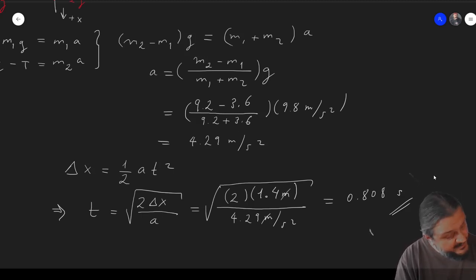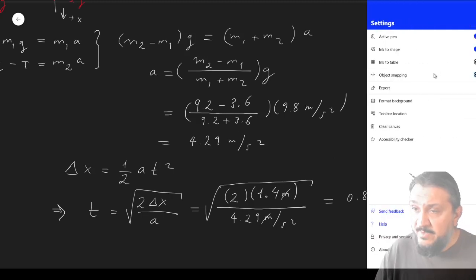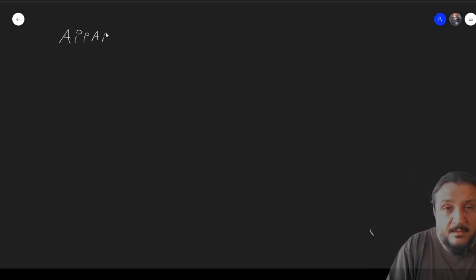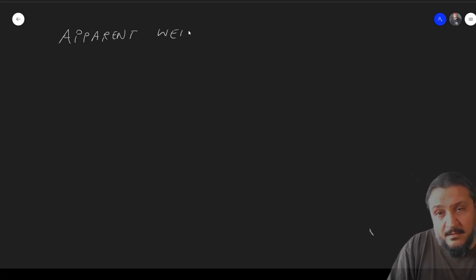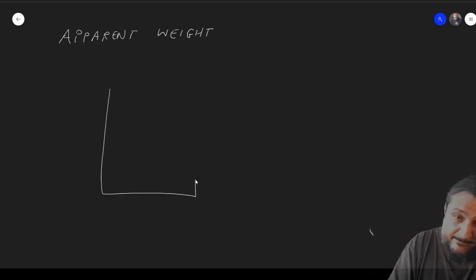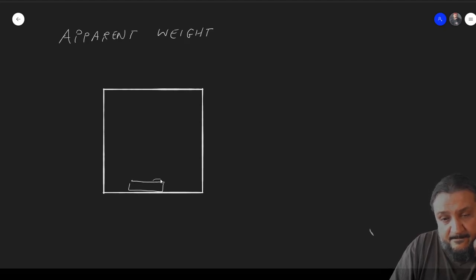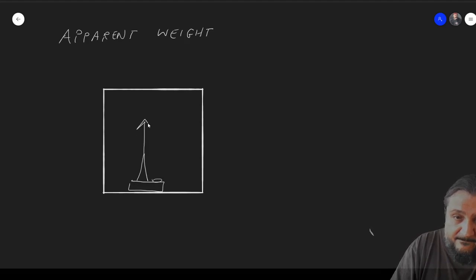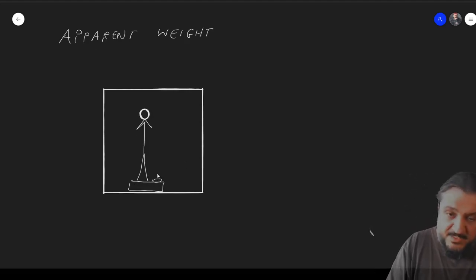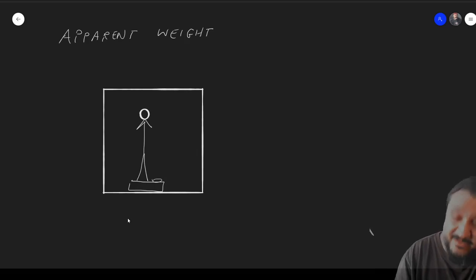There's also the notion of apparent weight. Okay, so before I talk about projectile motion, let me mention apparent weight. Okay, suppose you are in an elevator. Okay, and here's a bathroom scale, and you're standing on it. All right, so what number are you going to read? Is it going to be your regular weight that you know, or is it going to be different? Well, that depends on what the elevator is doing.